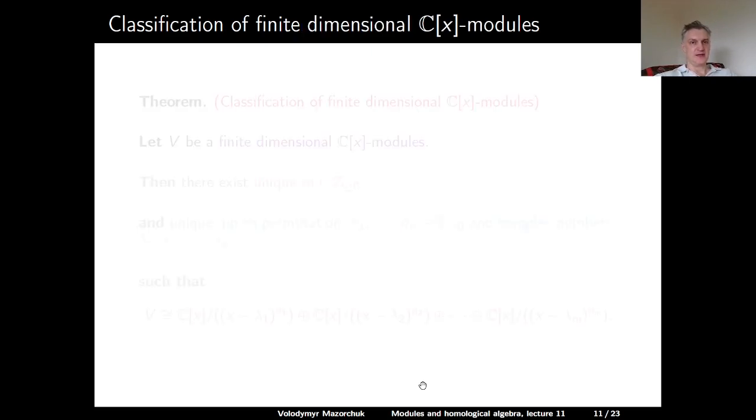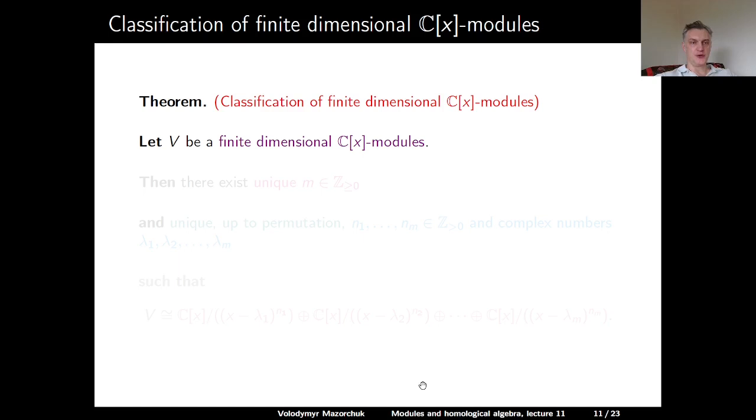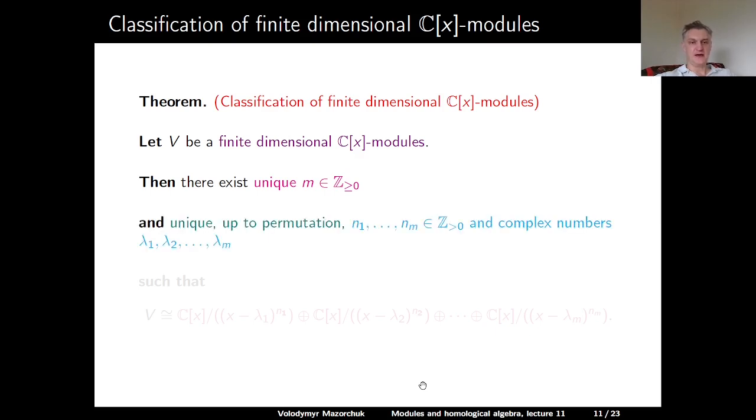So this is about finitely generated modules, and we can specialize it even to finite dimensional modules. If we have a finite dimensional module V over a polynomial algebra, then there exist a unique non-negative integer m, and, unique up to permutation, positive integers n1 and so on up to nm, and complex numbers lambda 1 and so on up to lambda m, such that V is isomorphic to the direct sum over all i from 1 to m of the module C[x] divided by the ideal generated by (x minus lambda i) to the power ni.